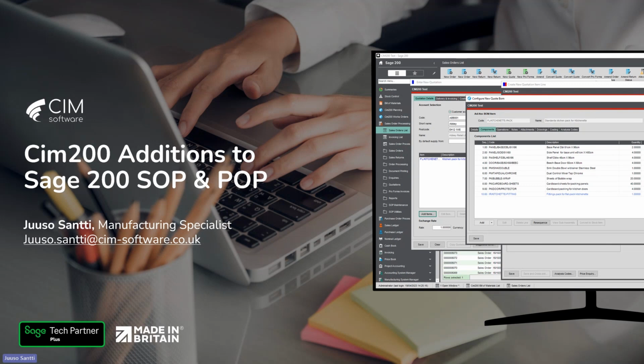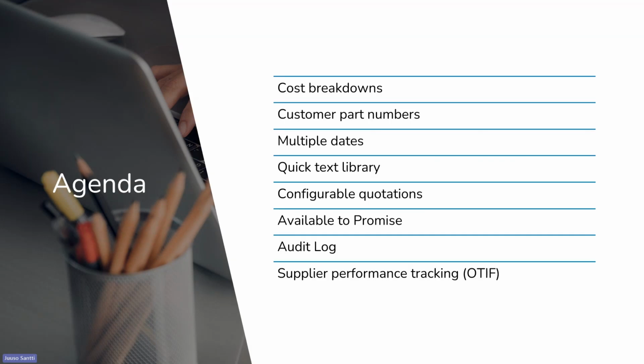Today, I will talk about what Cim200 brings to the sales and purchase order processing in addition to standard Sage 200 functionality. Some of the functionality that we are bringing onto the table are on the screen, and I will talk about those today and give you a brief run through of most of them, so you get a bit of a flavor of how they look and what they can do.